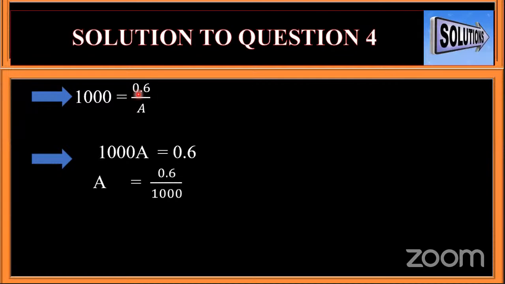So I'm dividing all through by 1,000. When I divide that, what do I get? 0.0006. Thank you. Meters squared.